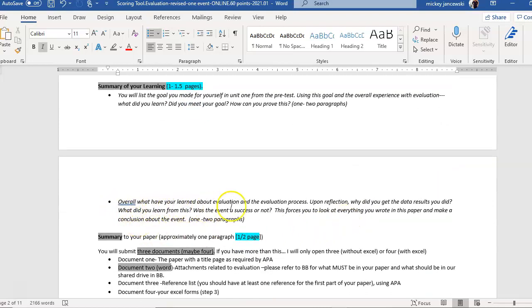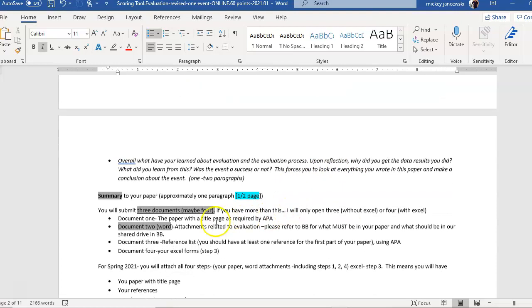Then overall, what have you learned about evaluation and the process? Now that you've been through this whole process, what have you learned about evaluation? I want you to look at everything you've written in this paper to this point and try to pull it together and look at what you actually learned from the evaluation process. Then the last part of your paper is your summary, and this is a summary to your paper, and it should be very similar to the introduction.